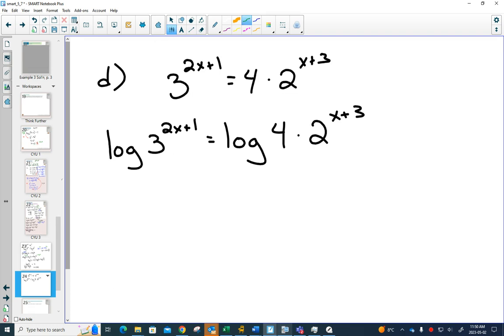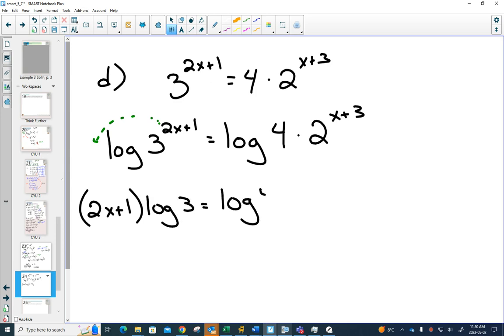Can you see on this side, you're allowed to use this log law? But on the right side, you would not be allowed to use that log law because that exponent of x plus 3 is only to the 2 and not to the 4. So I can bring out the 2x plus 1 here. But here I would first have to do the log law that says adding, and then I would be able to bring that exponent out in front.